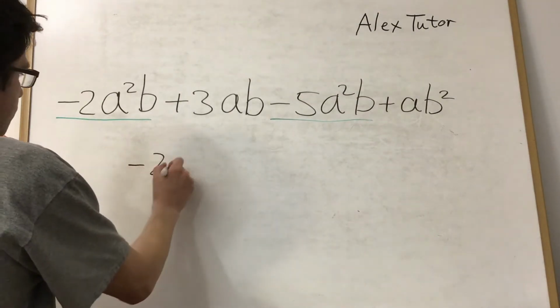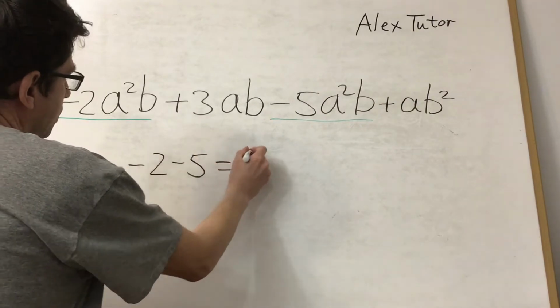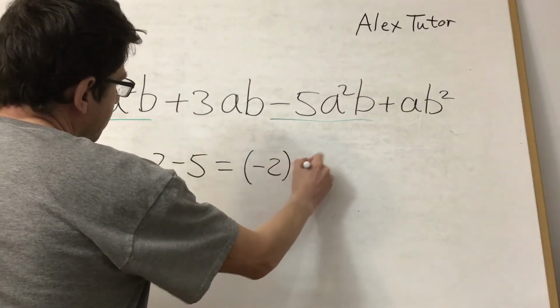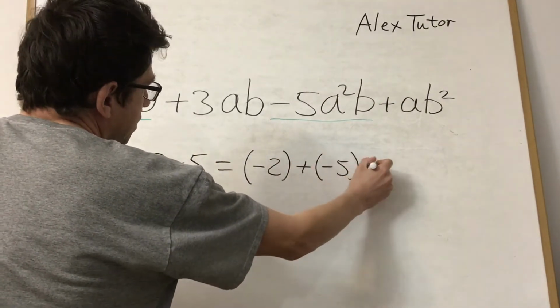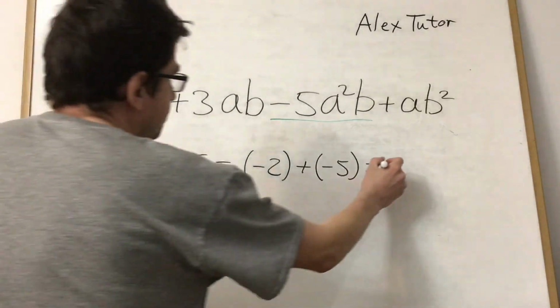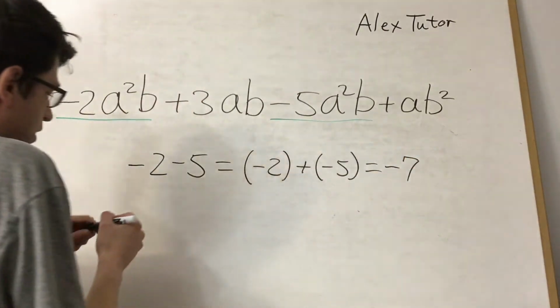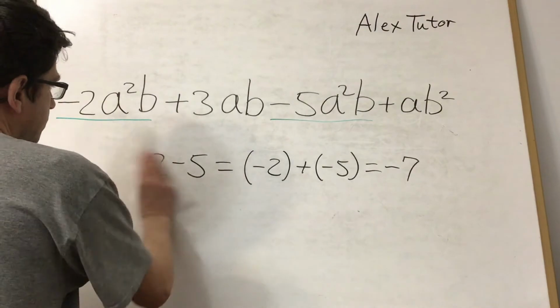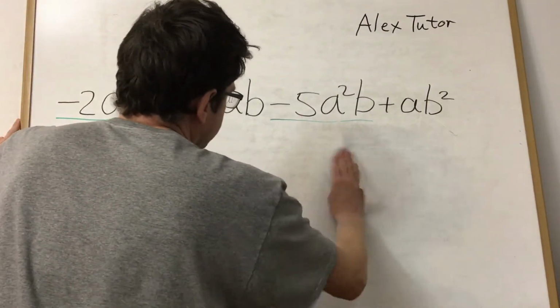So negative 2 minus 5. Another way to write it, negative 2 plus negative 5. It doesn't matter which way you write it. It's negative 7.